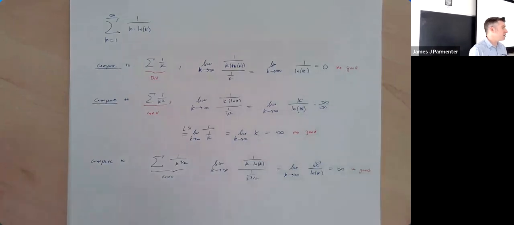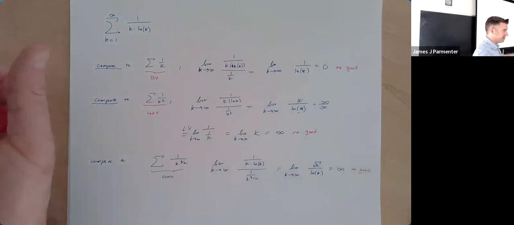So sometimes the limit comparison test just doesn't help, right? Some tests don't work for some types of series. This one, you could show diverges using the integral test. But that's something we haven't talked about in class, and I don't think we will.